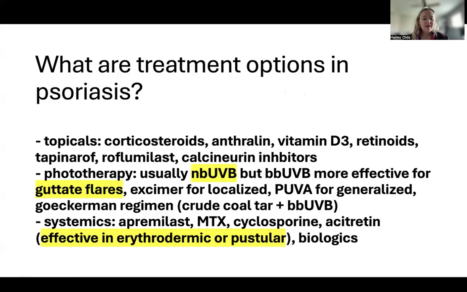And then there's a lot of different systemic options. So there's apremilast or Otezla, methotrexate, acitretin, and then biologics. So that's like your TNF alpha inhibitors, IL-17 inhibitors, IL-23 inhibitors, etc.